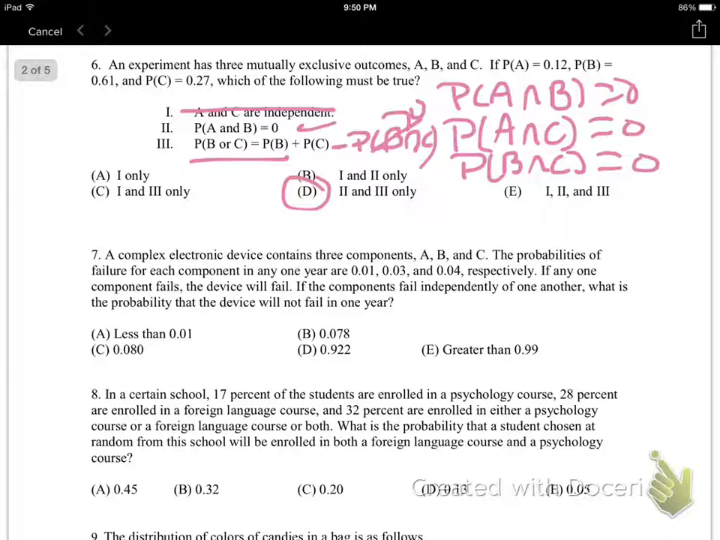Okay, let's talk about this. If any one of these fail, then everything is off. So the only way that it works is if all these things pass, well, that would be 0.99. Second one would be 0.97. Third one, 0.96. You multiply those three numbers together and you get D.